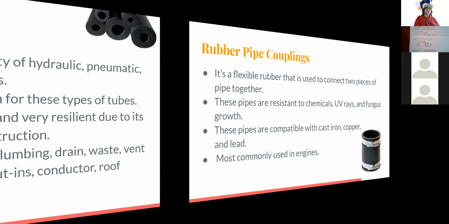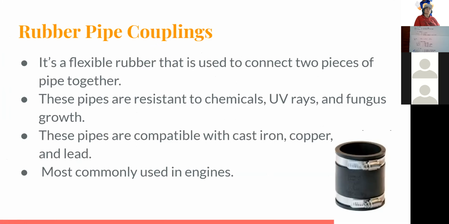Rubber pipe couplings. It's a flexible rubber that's used to connect two pieces of pipe together. These pipes are resistant to chemicals, UV rays, and fungus growth. The pipes are compatible with cast iron, copper, and lead, and are most commonly used in engines.